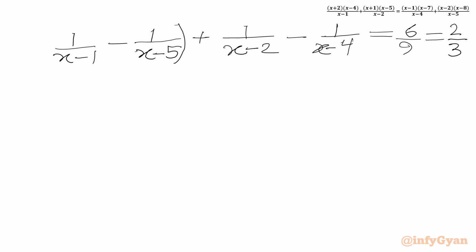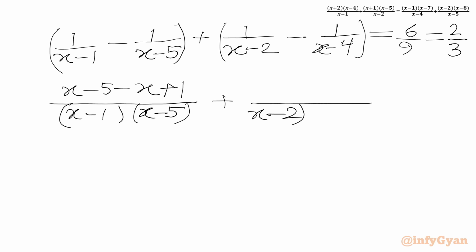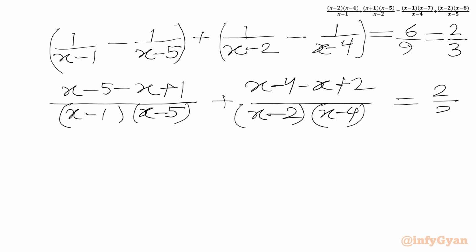Now we are going to take LCM, and we can write here x minus 1 times x minus 5. In numerator we will be writing x minus 5 minus x plus 1, plus in denominator we will write x minus 2 times x minus 4. In numerator x minus 4 minus x plus 2. This will be equal to 2 over 3. Now plus x minus x will be over.